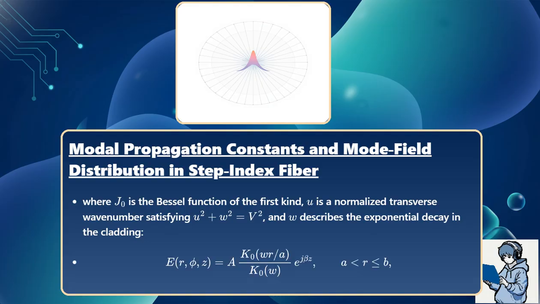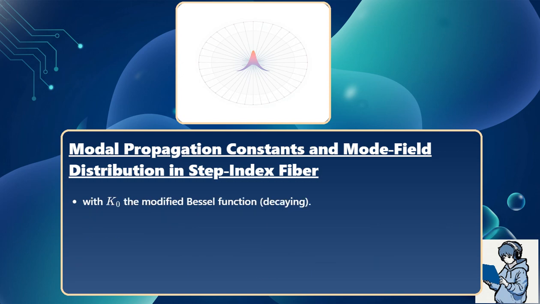E(r, φ, z) = A · K0(Wr/a) / K0(W) · e^(jβz), for a < r ≤ b, with K0 the modified Bessel function, decaying.